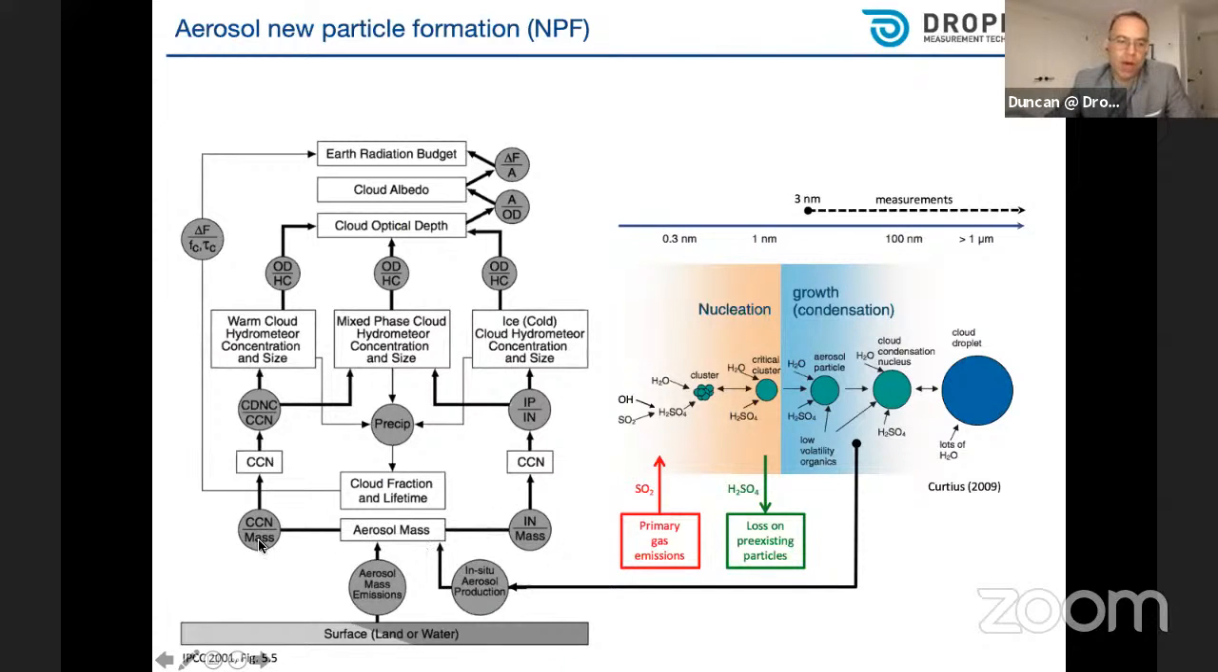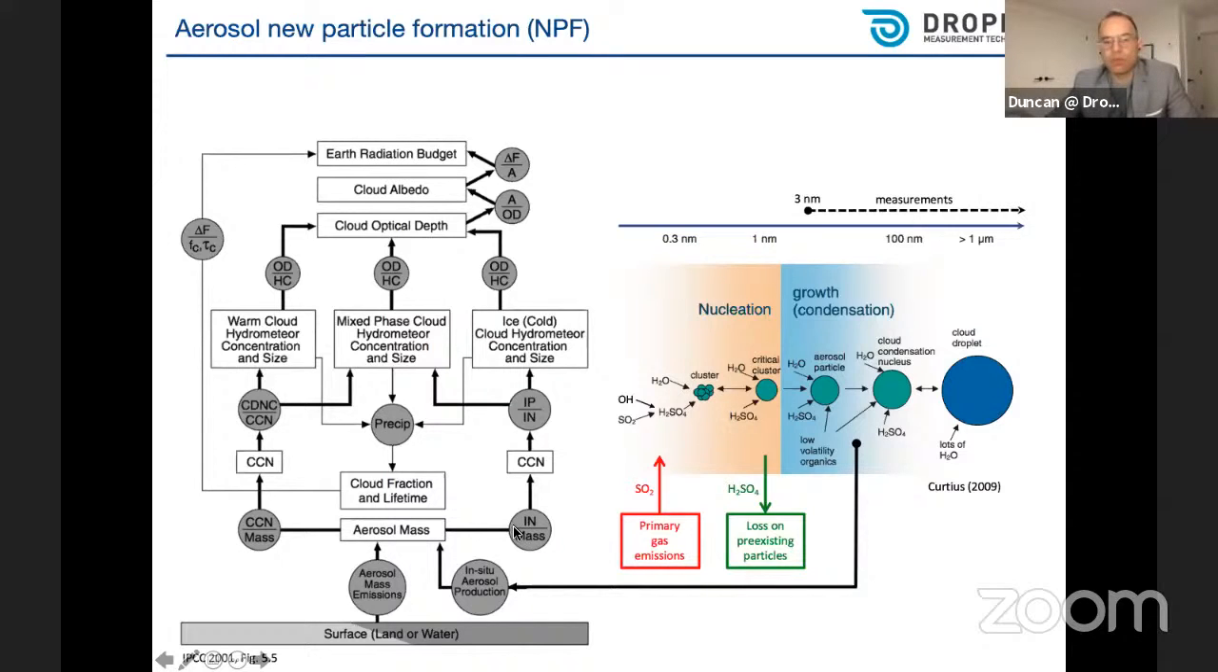If we follow the path of the newly formed aerosol particles adding to the number of CCN, these would then add to the number of droplets in clouds, increasing the number concentration, which also could modify the hydrometeor concentrations, which then impacts the cloud optical depth, the cloud albedo, and the Earth's radiation budget.